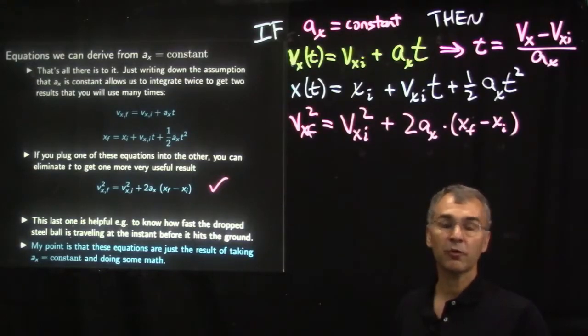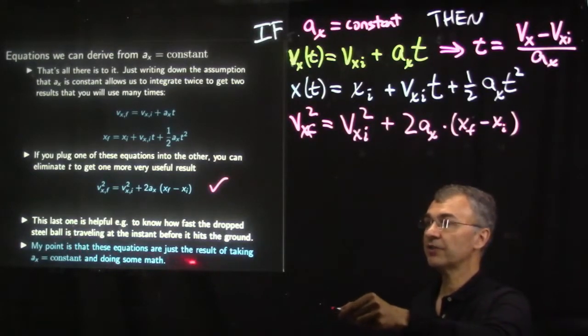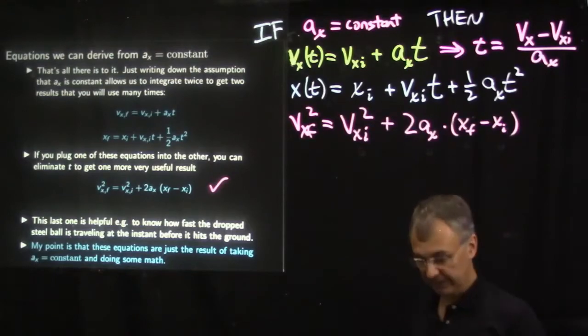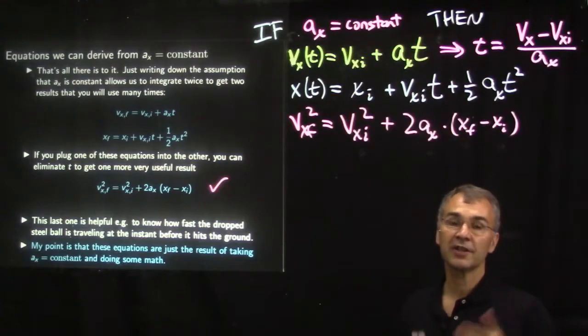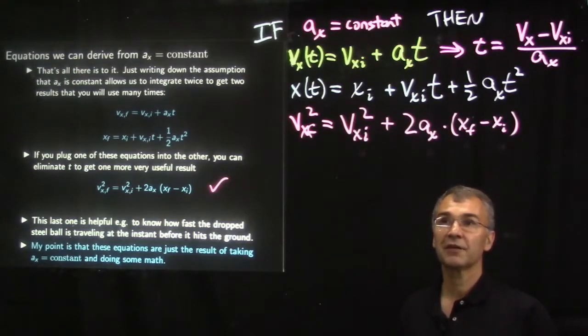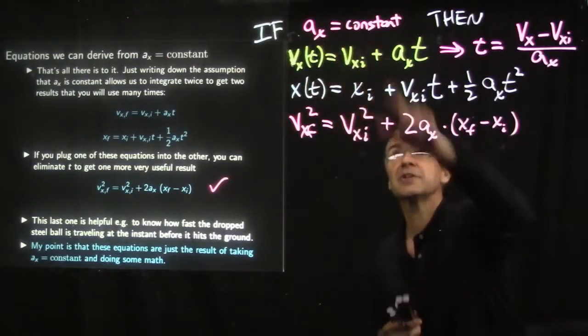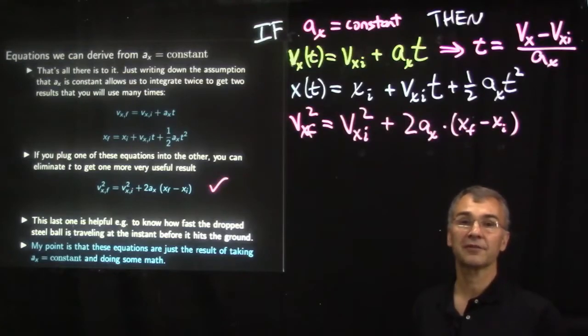And again, my point here is just that these equations are simply the result of assuming acceleration in the x direction is constant and doing a little bit of math. You don't have to remember how to do that math, but I just want you to know that there's no magic. It's just this assumption plus a little bit of math.